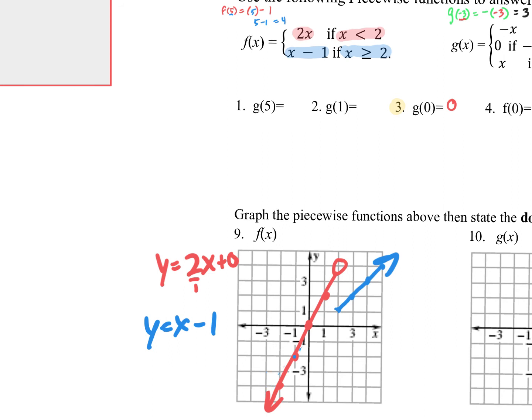And you could make that solid line a little bit bigger if you want. But that is my piecewise function right there. Any questions?